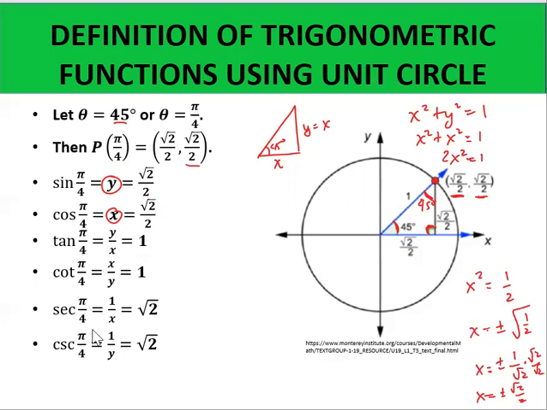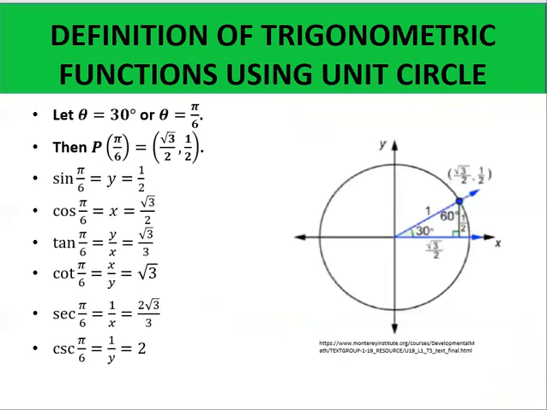And then secant of pi over 4 is 1 over x. So that's going to be the reciprocal of cosine. The reciprocal of cosine is 2 over square root of 2. But if we rationalize this, then we get 2 square root of 2 over square root of 2 times square root of 2, which is 2. So the 2 will cancel out and we're left with square root of 2. So for cosecant of pi over 4, it's the same thing because sine of pi over 4 is square root of 2 over 2. So its reciprocal must also be square root of 2.